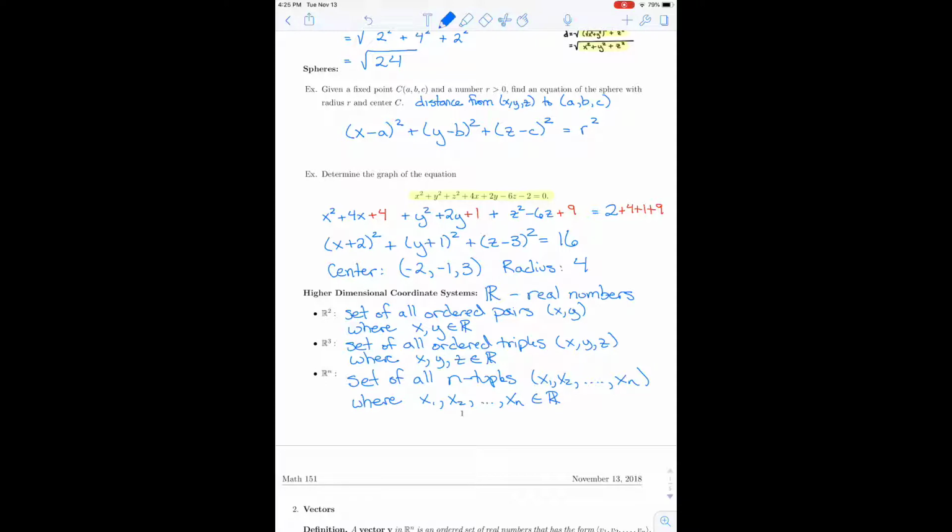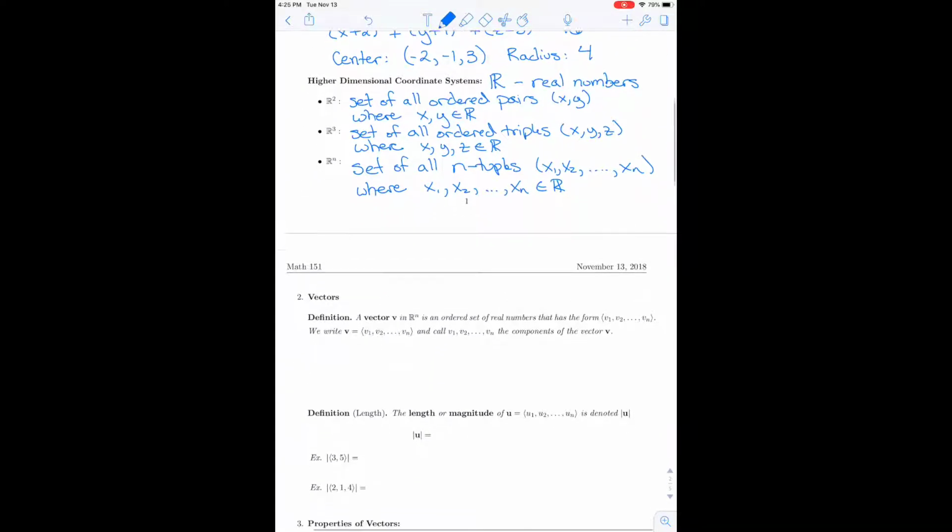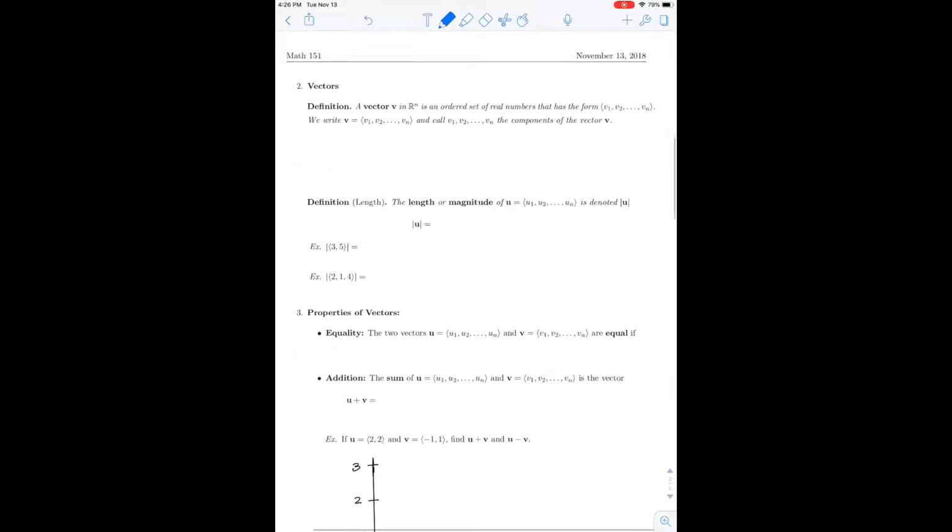And this brings us to the end of our overview of higher dimensional coordinate systems. You should read section 9.1 of the Stewart textbook in order to learn how to graph things in 3 dimensions and to fill in any gaps in this lesson. Now we really want to move on to vectors.